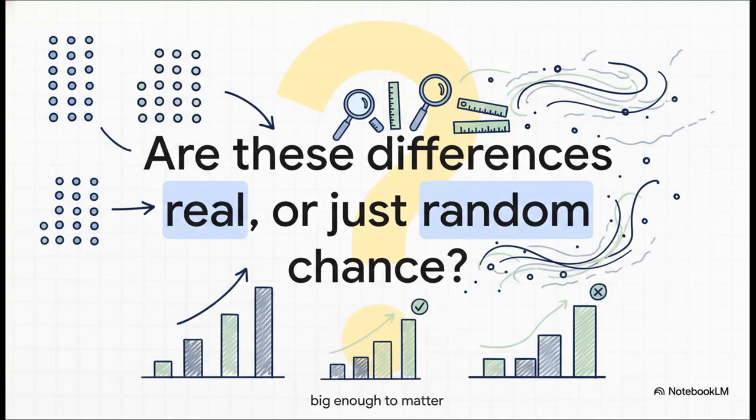Picture this. You've run your experiment, you've collected all your data, and you can see right there in the numbers that there are differences between your groups. But are those differences actually big enough to matter? Are they real? Or could it just be random luck? That, right there, is the fundamental question.